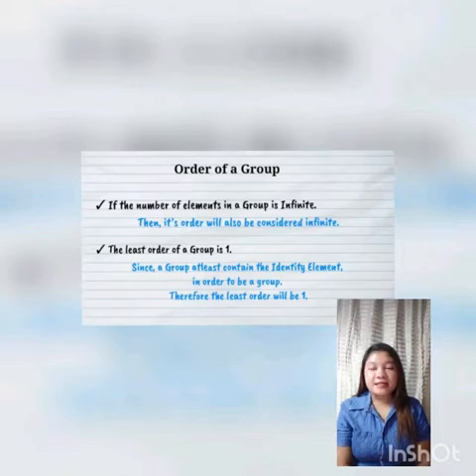Again, the least order of a group is 1, since a group must at least contain the identity element in order to be a group. Therefore, the least order will be 1.